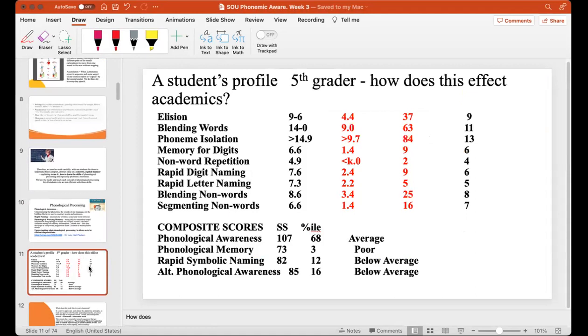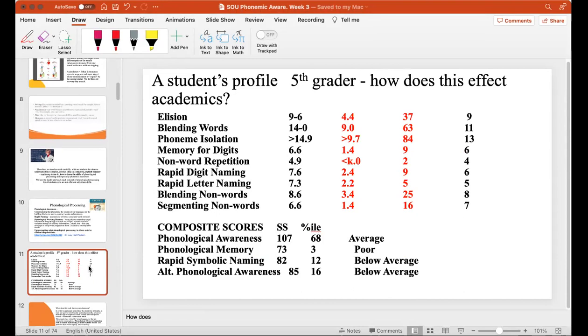I wanted to show you something. I very recently tested a fifth grader. This is her test of phonological processing. And I think the easiest way to understand this is not what I have in the column. The first column closest to the words is age equivalencies. The second is grade equivalencies. The third is percentiles. And the fourth is standard scores.